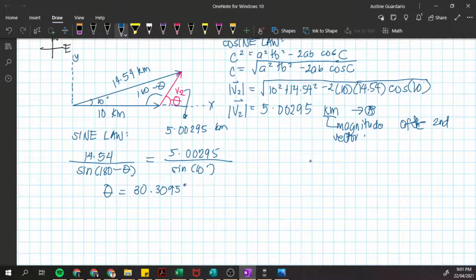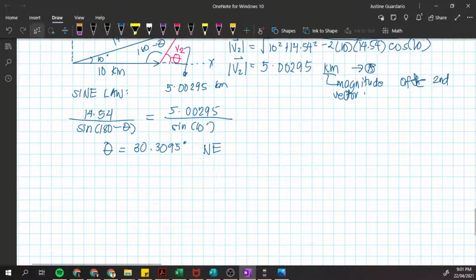Okay, 95 degrees. Now, the theta that we solved here is our angle. This will be the angle of our vector 2. So, what angle is this? This is northeast, right, from our figure. That is north of east. So, this becomes our angle.